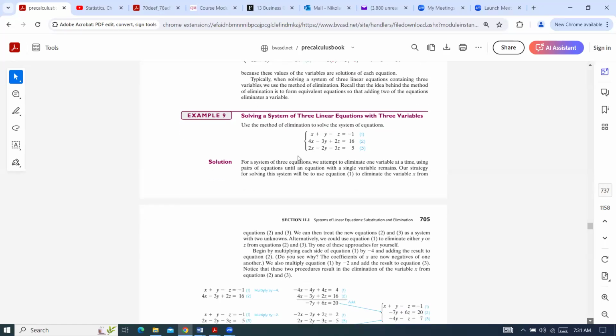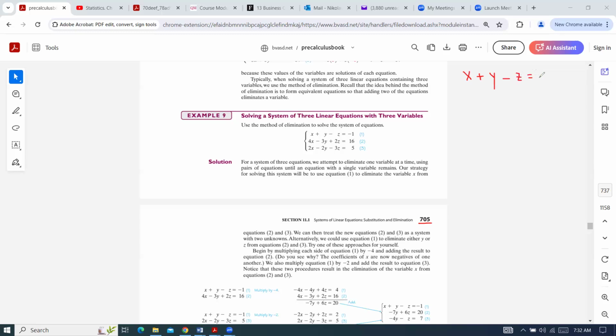So maybe I can just follow with this system of equations here on the margin, and then we'll see how this is similar to the solution we have provided here on page 705. So let me just work it out. It looks like there are three equations and there are three unknowns. So the first equation is x plus y minus z is equal to -1.